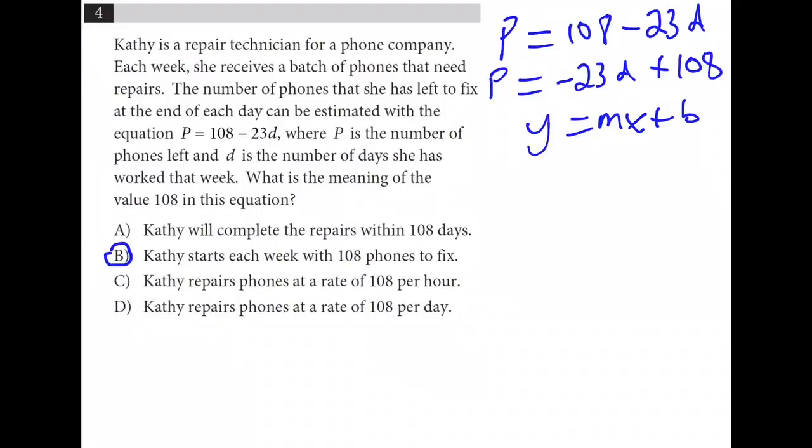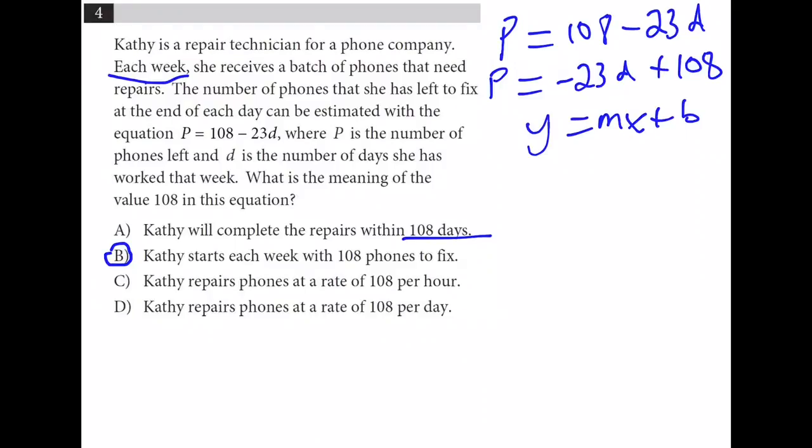Another approach to questions like this is to consider the insanity test. We learned early on in the problem that each week Kathy received a new batch of phones. If it took her 108 days to complete repairs, do you think they would keep giving her phones every week?